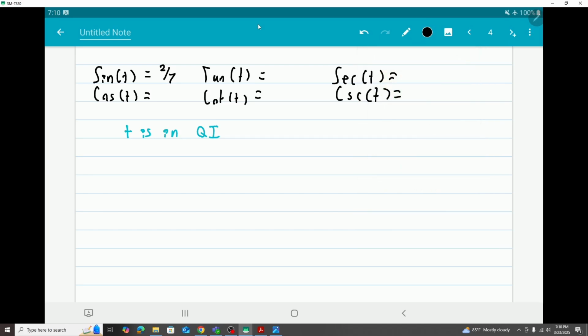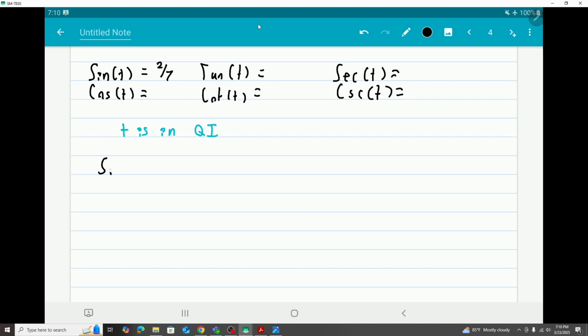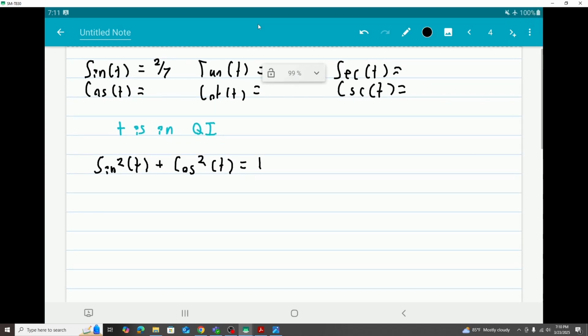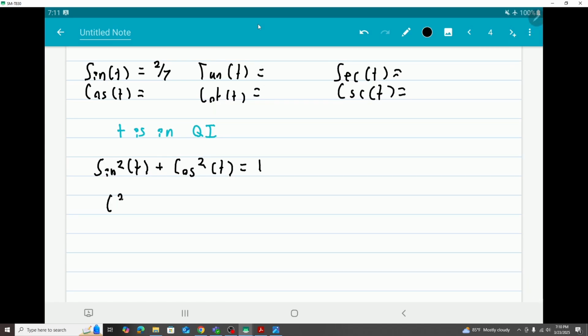And so what's the formula that's going to get you through the day? The big thing you need to use is sine squared of t plus cosine squared of t equals what? That's going to be what gets us through. That's what's going to help us figure out what we need. And so here I know what sine is. So that tells me 2/7 squared plus cosine squared is 1. 2/7 squared, that's 4 over 49.